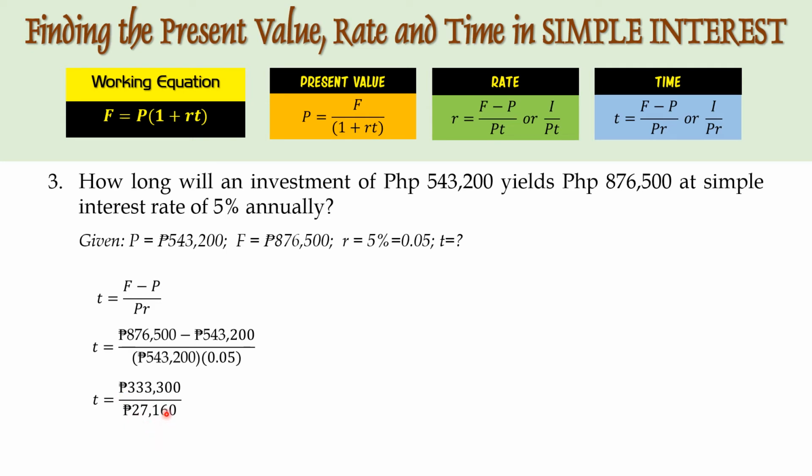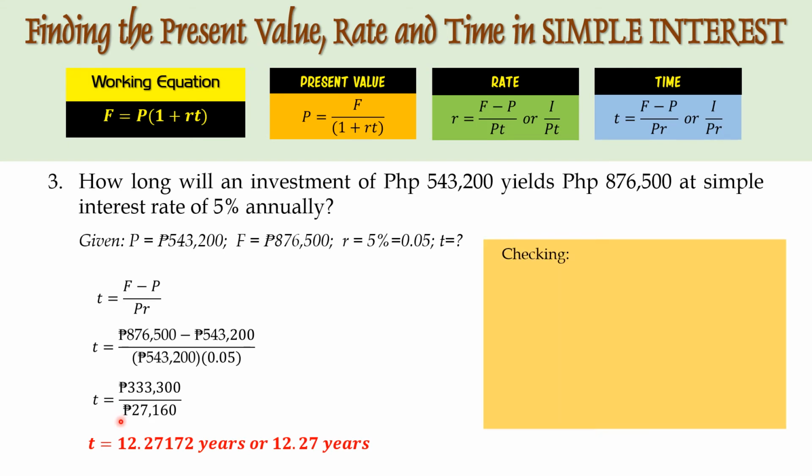So using your calculator, divide this, it will yield the result which is equal to 12.27172 years or 12.27 years. This is in years. The peso sign here will be cancelled out kasi same sila. So years na ito since we're talking about time. Now let's check our work if it's correct.